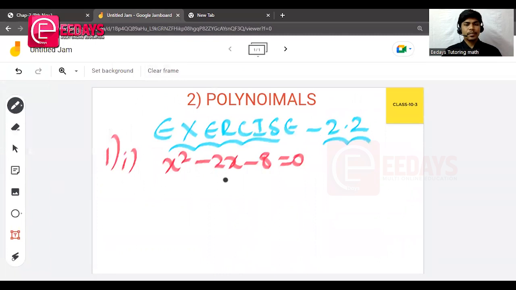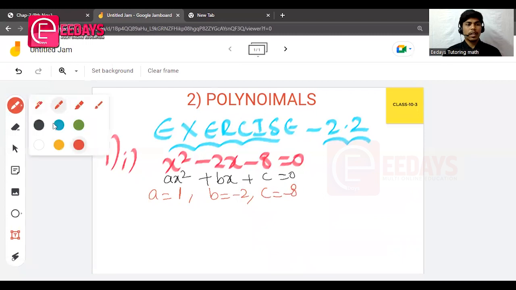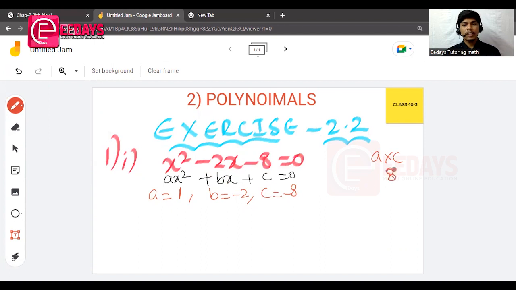Let's start with the sum. I already told you the process of how to do splitting the middle term. First you need to identify: write it in the general form ax square plus bx plus c is equal to 0. Here a is 1, b is minus 2, and c is minus 8. Now the first thing is to multiply a into c, the coefficient of x square and the constant term. A into c here is 8. Ignore the minus sign for now, but we have to write the factors.